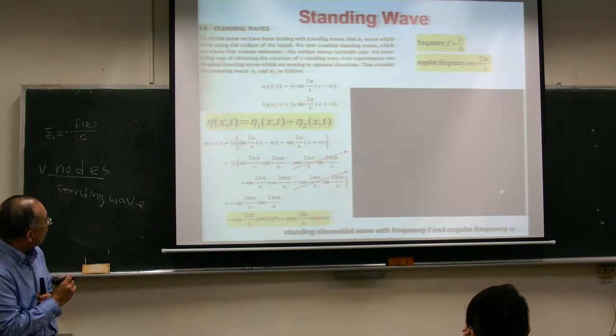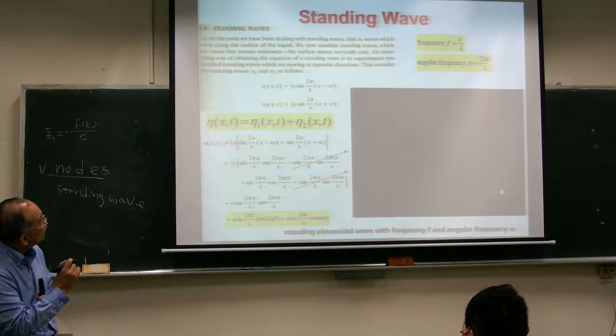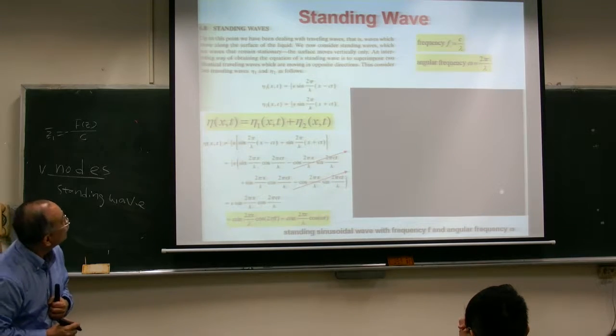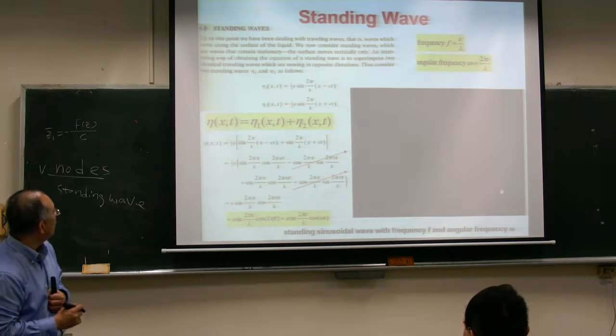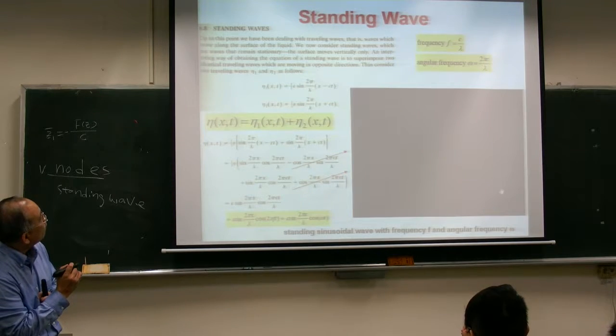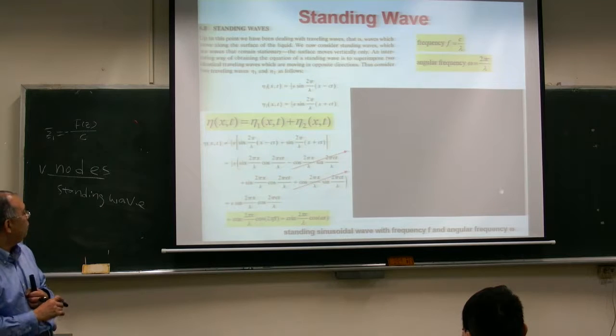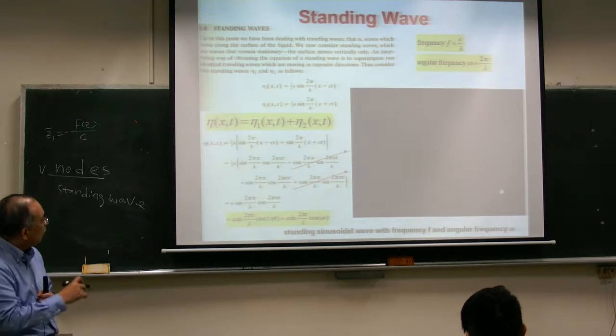And 2 pi f t becomes omega, because 2 pi c over lambda is just 2 pi f. So c over lambda is our f, and 2 pi f is our omega, right? So cosine omega t. This is the angular frequency, and f is our frequency for this wave. Sometimes we write it like this.